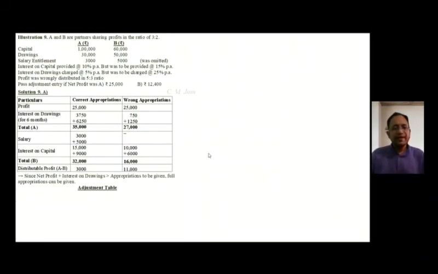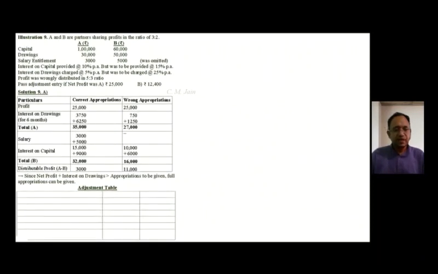Now we will prepare an adjustment table. Again, make a table of 3 columns. Keep width of particulars the maximum. Use half page width of your register for particulars. Remaining 1/4 and 1/4 width for another 2 columns, A and B. And on left side of A, write plus, on right side, write minus. Similarly for B, left side, write plus, right side, write minus.